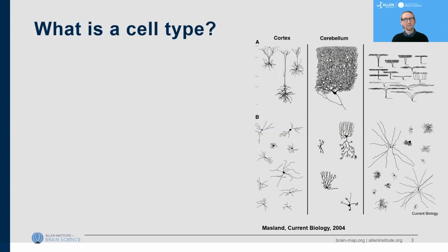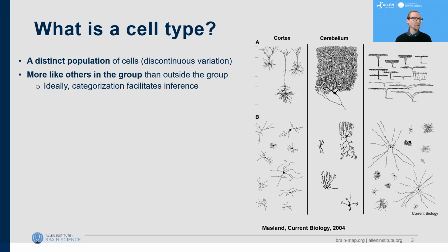What is a cell type? This is an idea of classifying cells into groups that's been around since the early days of neuroscience, of course. Fundamentally, it's useful to describe a cell type when we have a distinct population. So this could be a group of cells that is discontinuous with other groups in the sense of having properties that are seen in one and not seen at all in the other group.